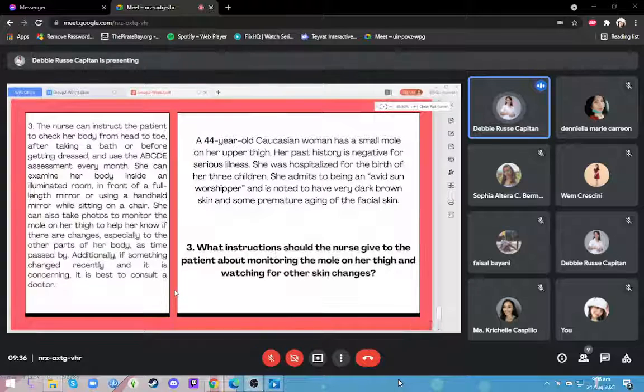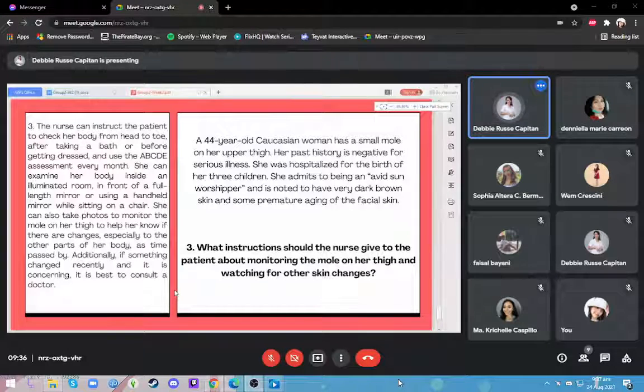For the third question, what instructions should the nurse give to the patient about monitoring the mole on her thigh and watching for other skin changes? The nurse can instruct the patient to check her body from head to toe after taking a bath or before getting dressed and use the ABCDE assessment every month.